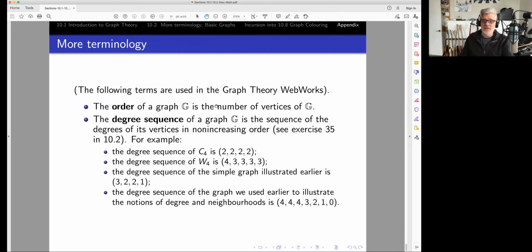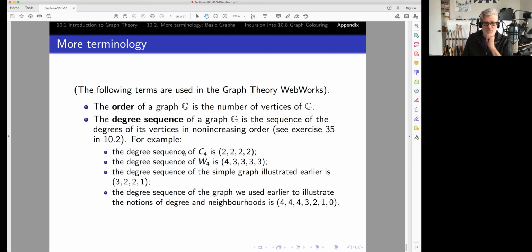Okay, and finally, I'm going to stop after this slide. This is stuff that I've added because in the WebWorks these are used, so this terminology is used. The order of a graph is just the number of vertices. That's a standard name for the number of vertices. You will see that. The degree sequence of a graph, what is that? You just list the degrees of the vertices of the graph in non-increasing order, so from big to small, if you wish.